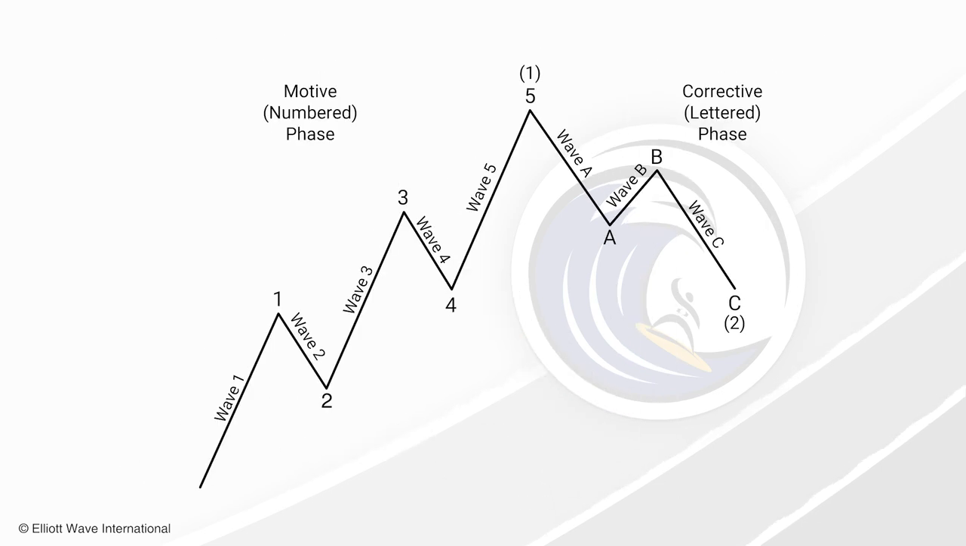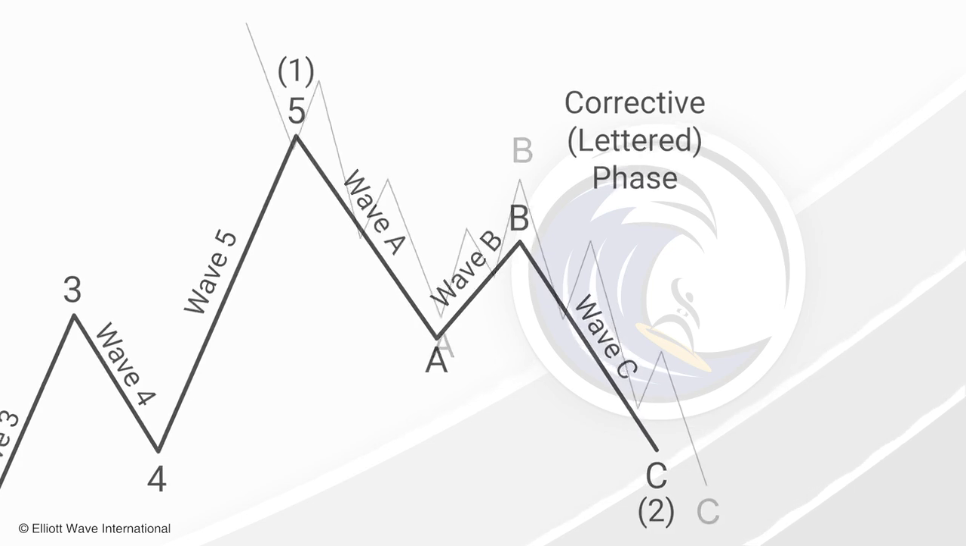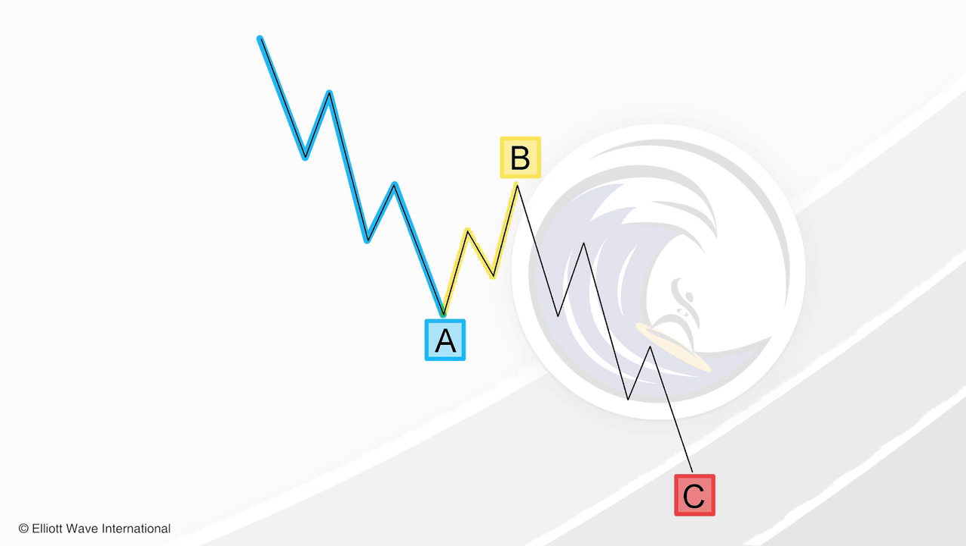We're now going to move on to the next section, corrective waves, where we'll be focusing on this part right here, these ABC types of structures, called the corrective phase. The first type of corrective wave we're going to talk about is the zigzag. It's made up of 3 waves, A, B, and C. Wave A is composed of 5 waves, wave B 3 waves, and wave C is composed of 5 waves.